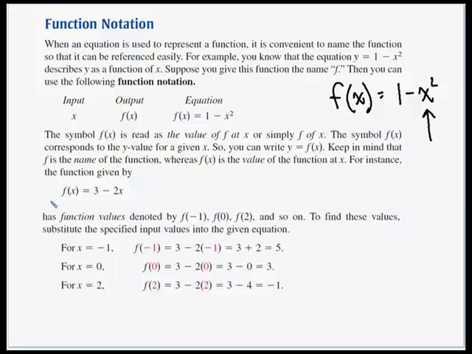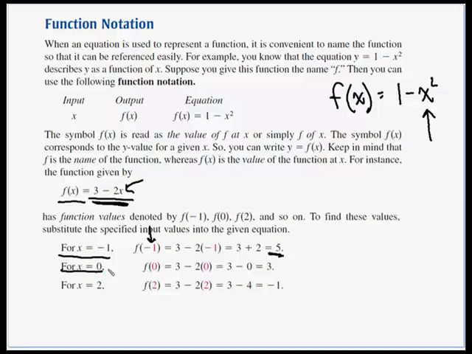For instance, the function given by f of x equals 3 minus 2x has function values denoted by f of negative 1, f of 0, f of 2, and so on. To find these values, we substitute the specified input value into the given equation. So for the x value negative 1, f of negative 1, that's our input. We're going to go through this function and just replace the x here with that input value negative 1. So 3 minus 2x becomes 3 minus 2 times negative 1. Or 3 plus 2, which is an output value of 5.